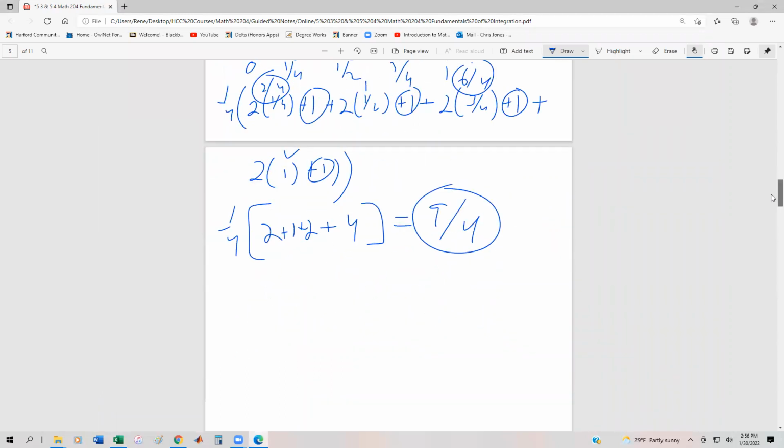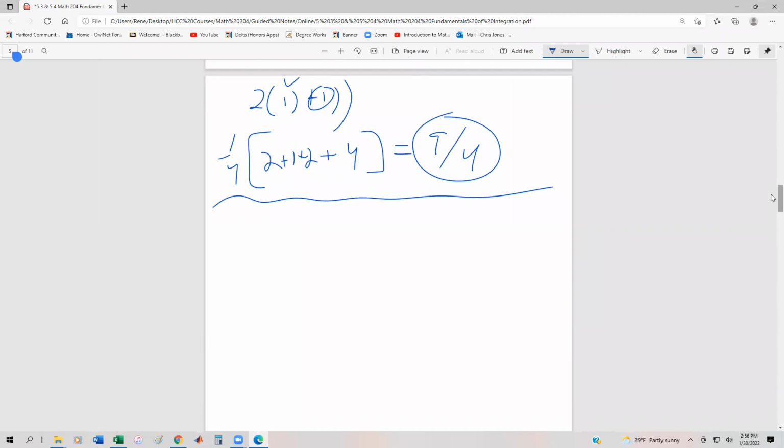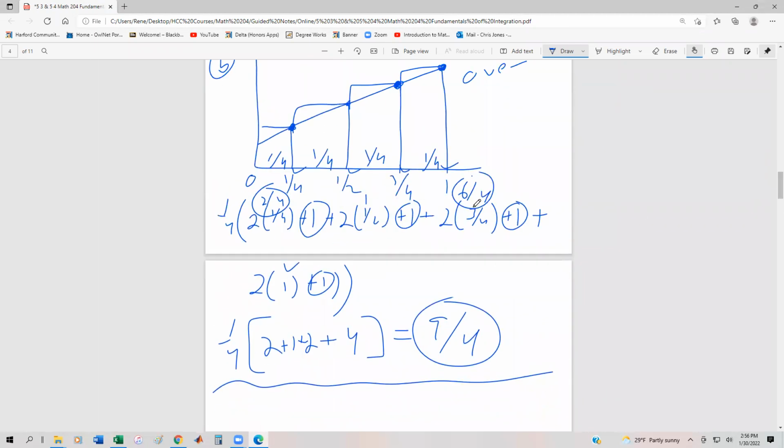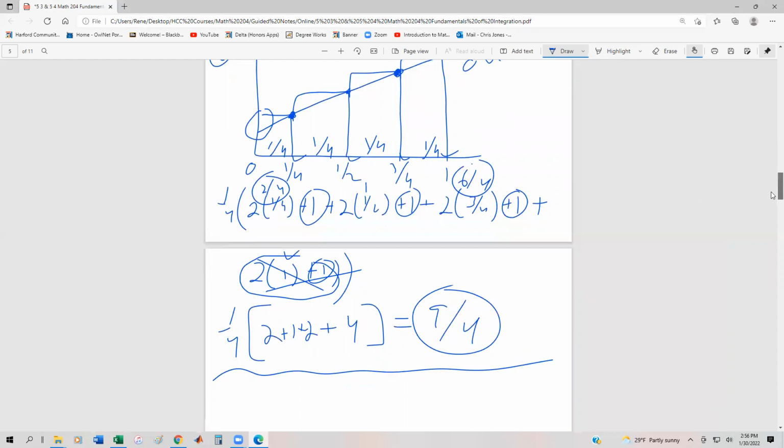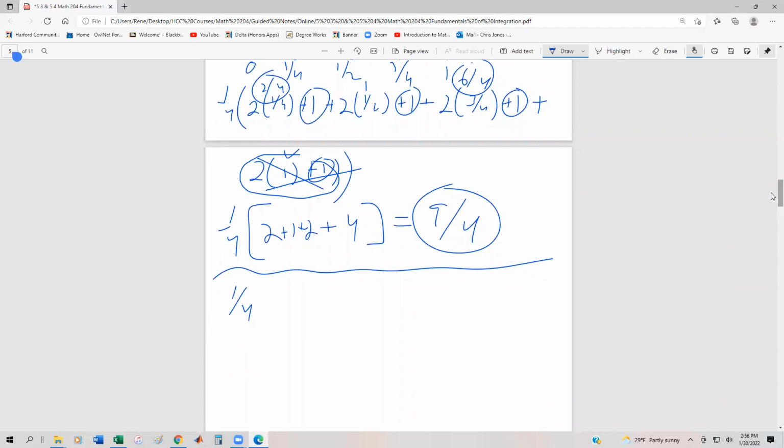Now we're going to use the left endpoint. Remember, the left endpoint is the same thing, except we're going to get rid of this 2 times 1 plus 1, and we're going to replace it with 0. So that's going to be the same thing, except we're replacing 1 with 0. So that's going to be 1/4 of f at 0 plus f at 1/4 plus f at 1/2 plus f at 3/4.